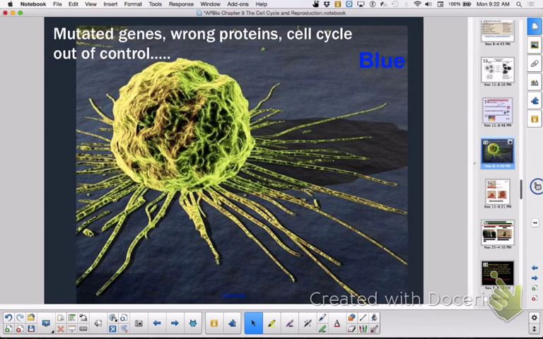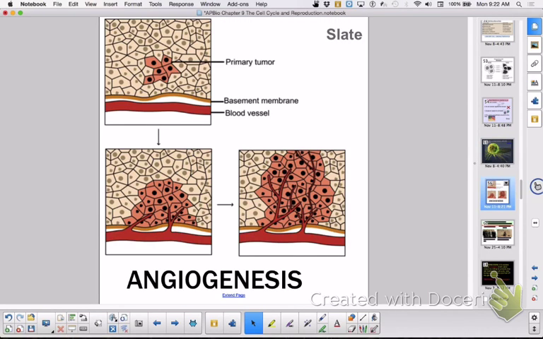Okay, and then angiogenesis, I've already explained this, so Blue wants to do it though. Go ahead, Blue. Oh, Slate, sorry, Slate wants to do it. Go Slate. All right, so angiogenesis is when tumor cells acquire additional mutations that allow them to direct the growth of new blood vessels into the tumor.